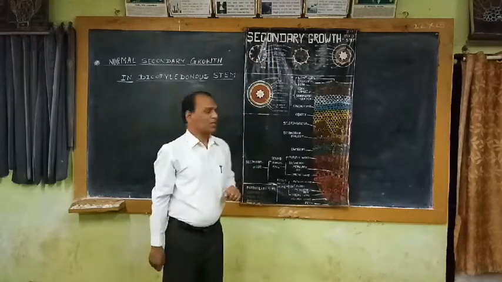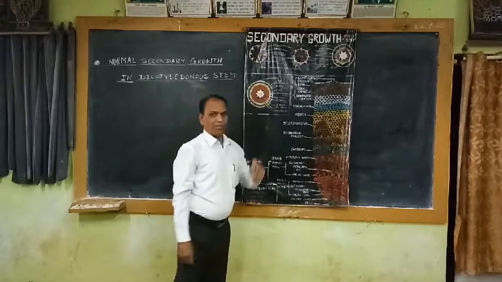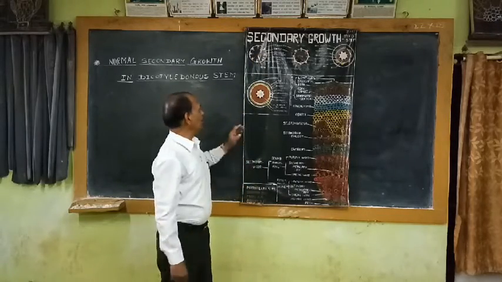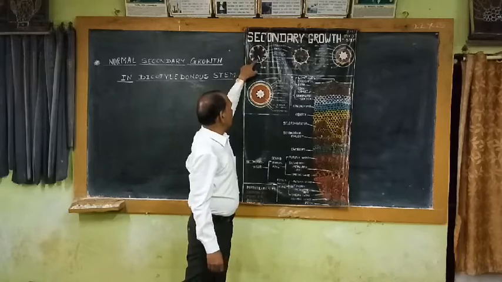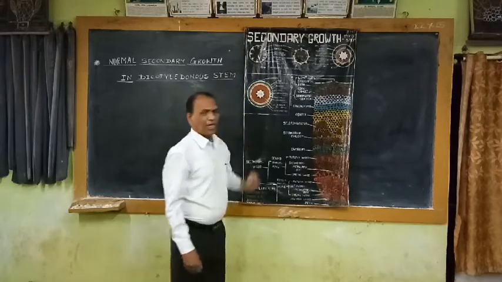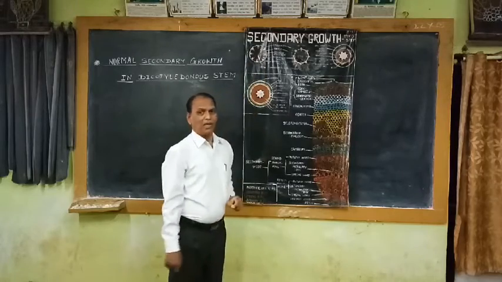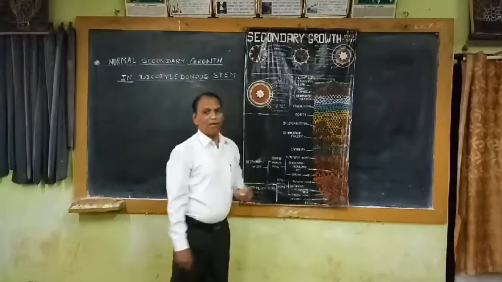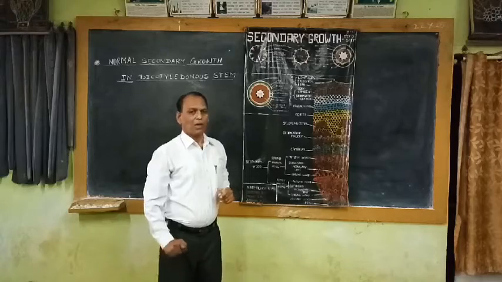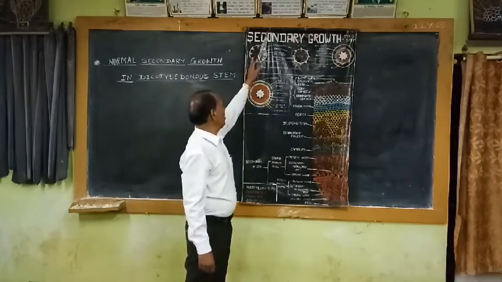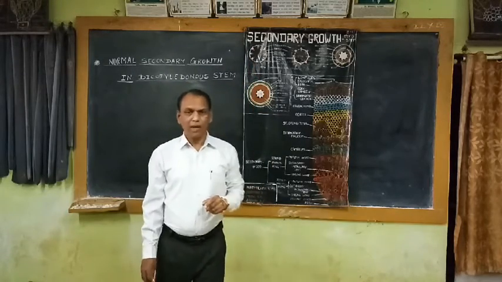In all dicot plants, vascular bundles are arranged in a ring. Each vascular bundle possesses xylem at the inner side and phloem at the outer side. In between primary xylem and primary phloem, there is a strip of lateral meristem known as cambium. So this cambium is known as intrafascicular cambium.